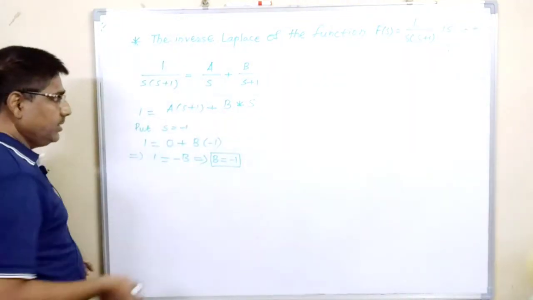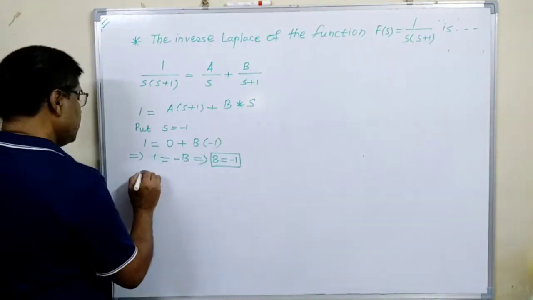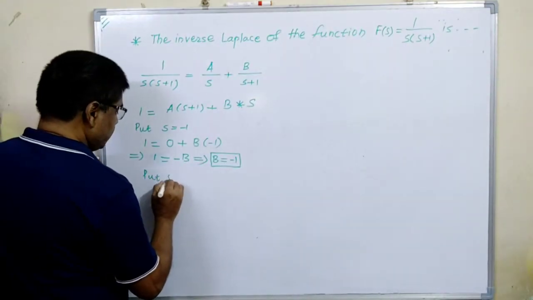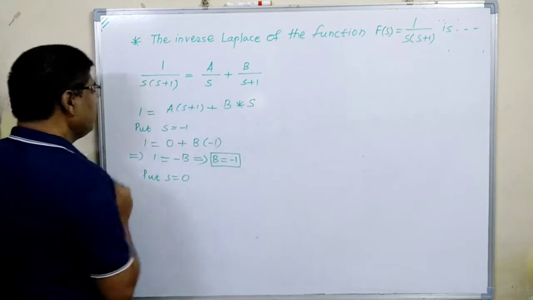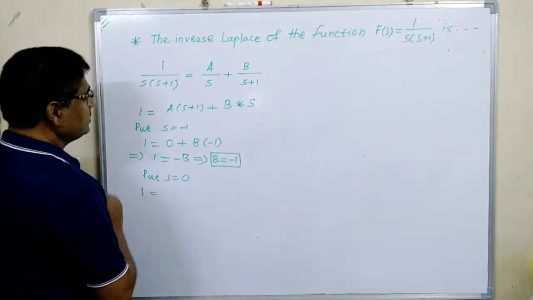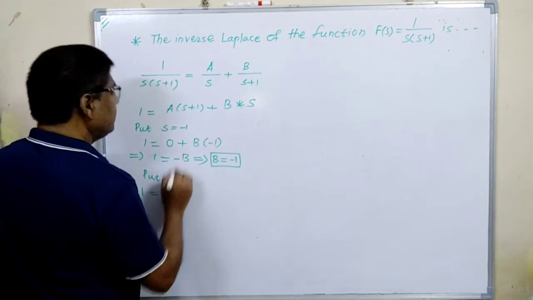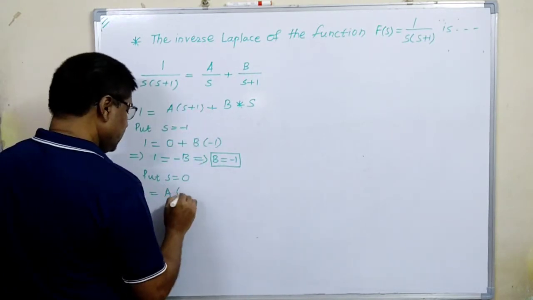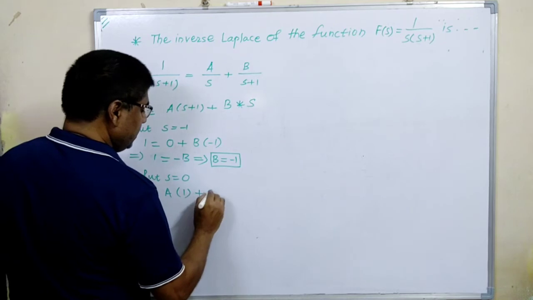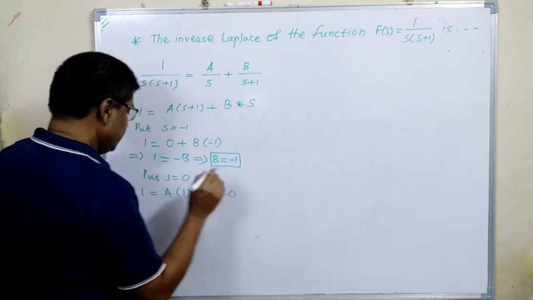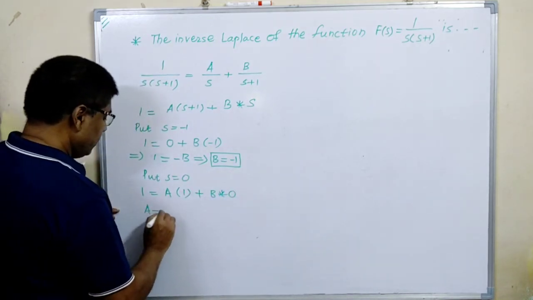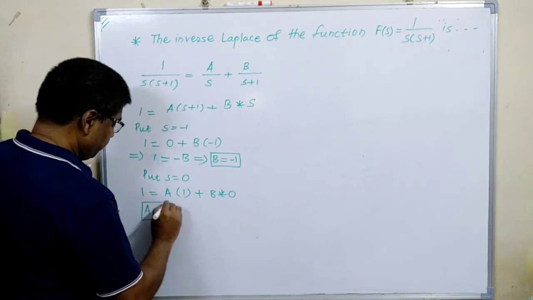Now to get value of a, let us put s is equal to 0 in this equation. We get 1 is equal to a into 0 plus 1, it is 1, plus b into 0, it is 0. Therefore value of a is 1.